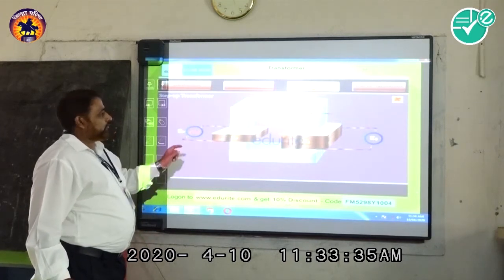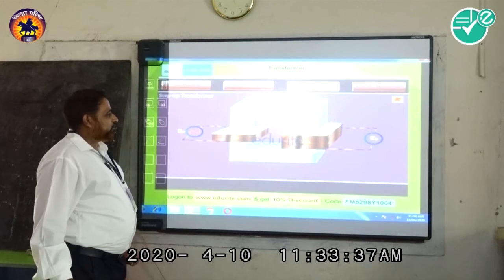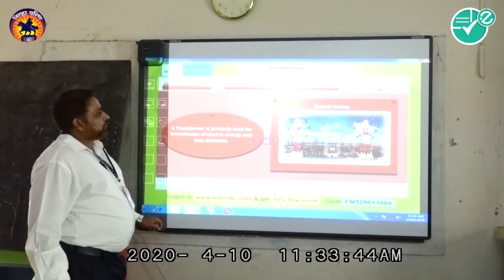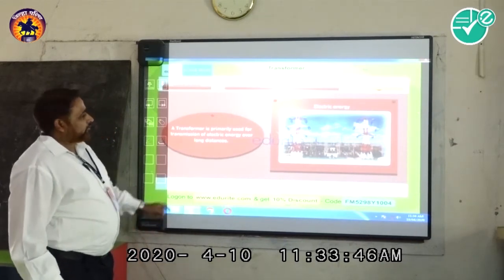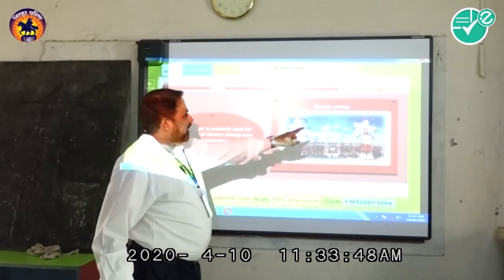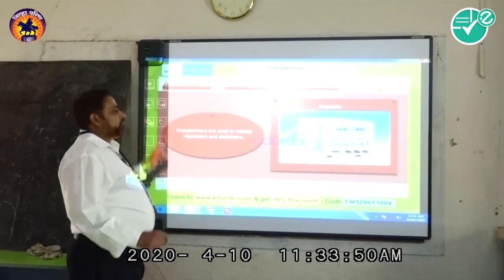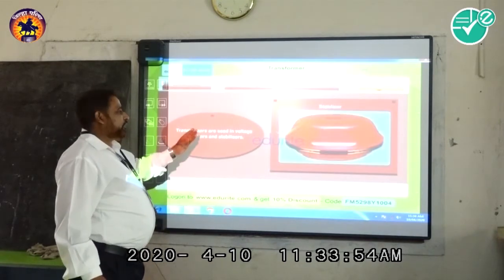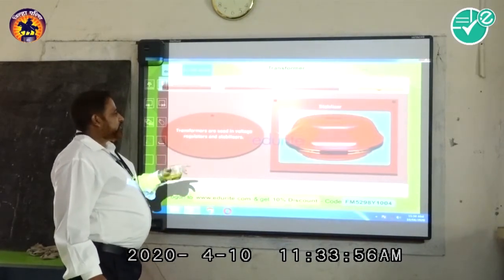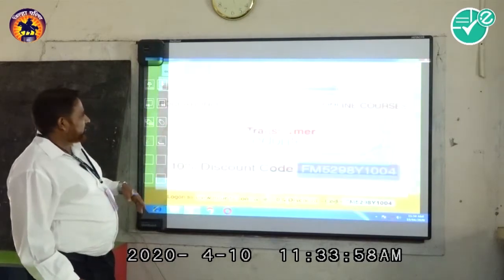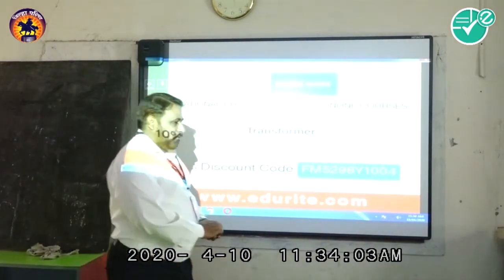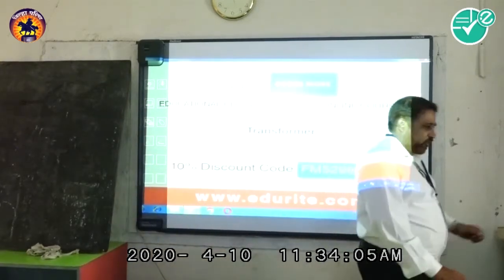So now we can observe the working of a transformer here. These are the different situations. The electricity is taken out from, suppose, the thermal power plant to convey to our home. Then we need to reduce the power or voltage, so we use step down transformers. So this is about the transformer.